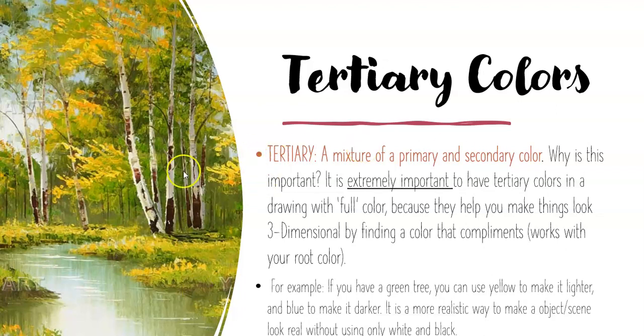Okay, so if we look at this painting on the left, our root color you would probably say is green, right? So this artist used yellow to then mix a mixture of yellow-green, which is a tertiary color, right? So if you have a green tree and then you want to use yellow to make it lighter, and you can use blue to make it darker, so they added blue in some of these darker areas. It is a more realistic way to make an object or a scene look real without actually using white or black, okay? So again, tertiary colors are those mixtures of primary and secondary.